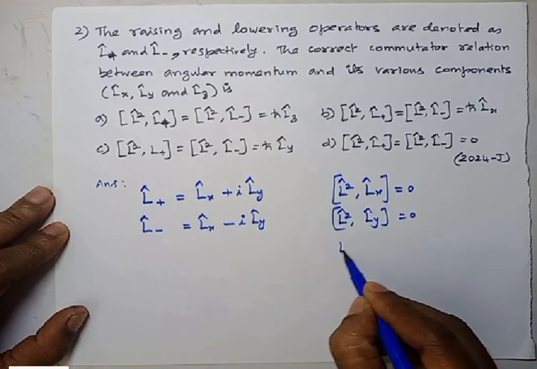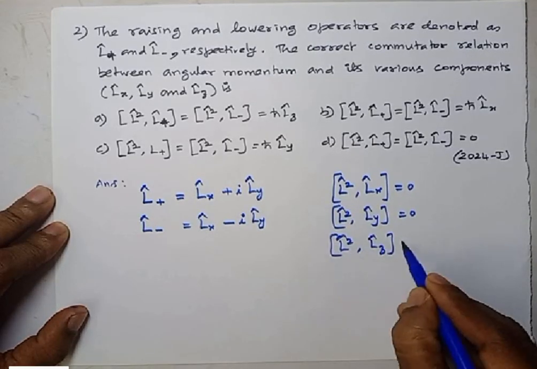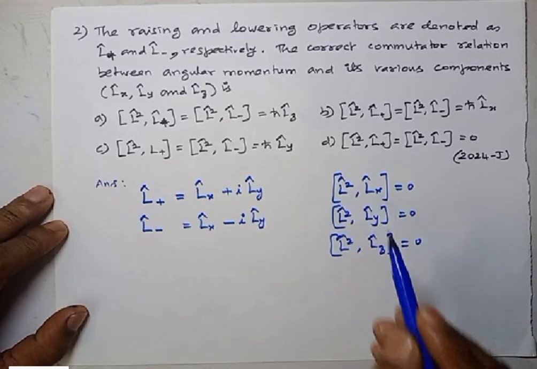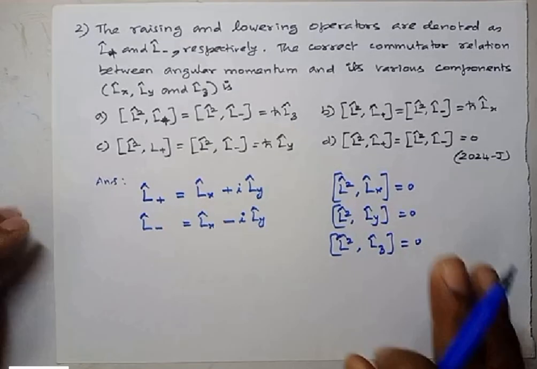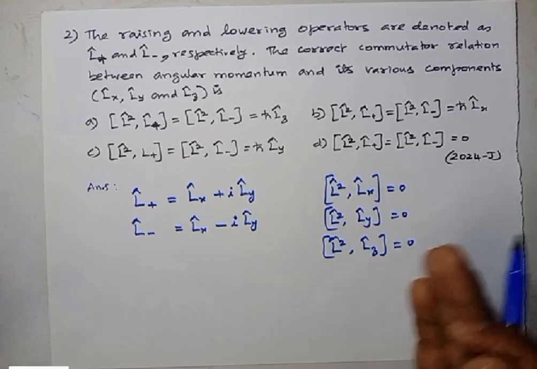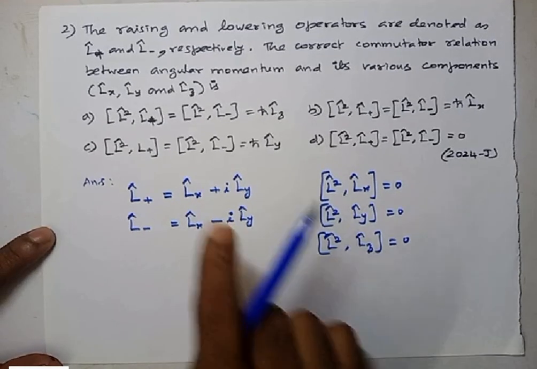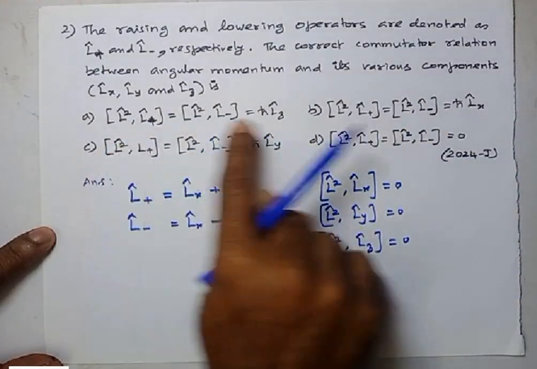And L square also commutes with Lz. This we know already. And I have told you, if two operators commute, they must have simultaneous eigenfunctions, or they have a common set of eigenfunctions. Okay. Now, see the options carefully.